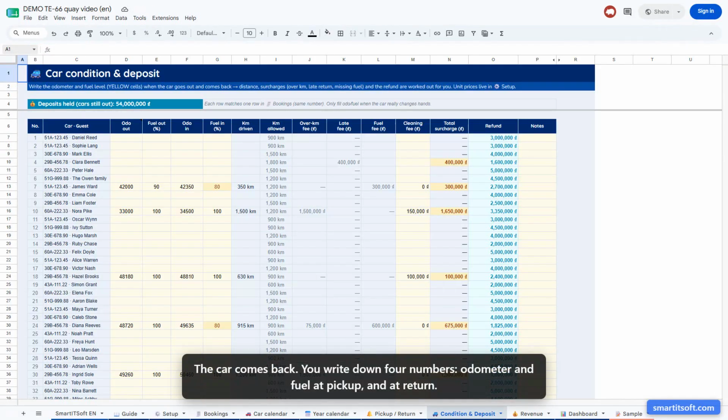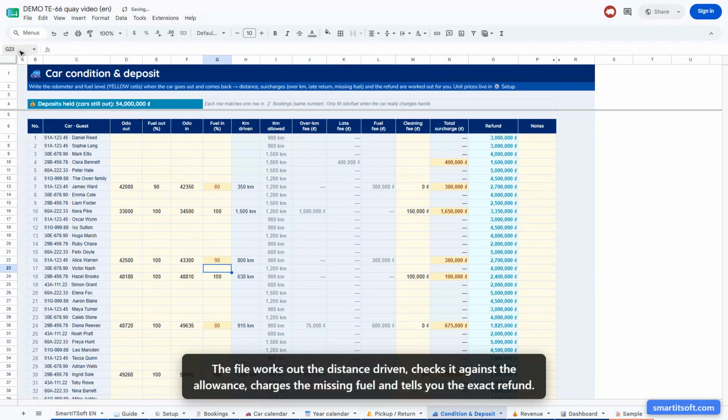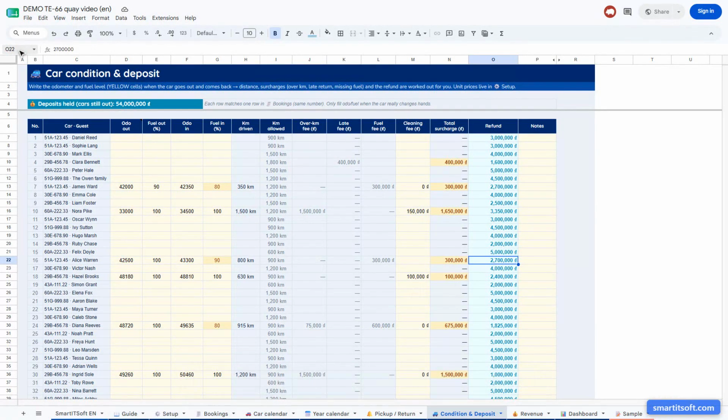The car comes back. You write down 4 numbers. Odometer and fuel at pickup, and at return. The file works out the distance driven, checks it against the allowance, charges the missing fuel, and tells you the exact refund. No more arguments at handover. Every number has a basis.